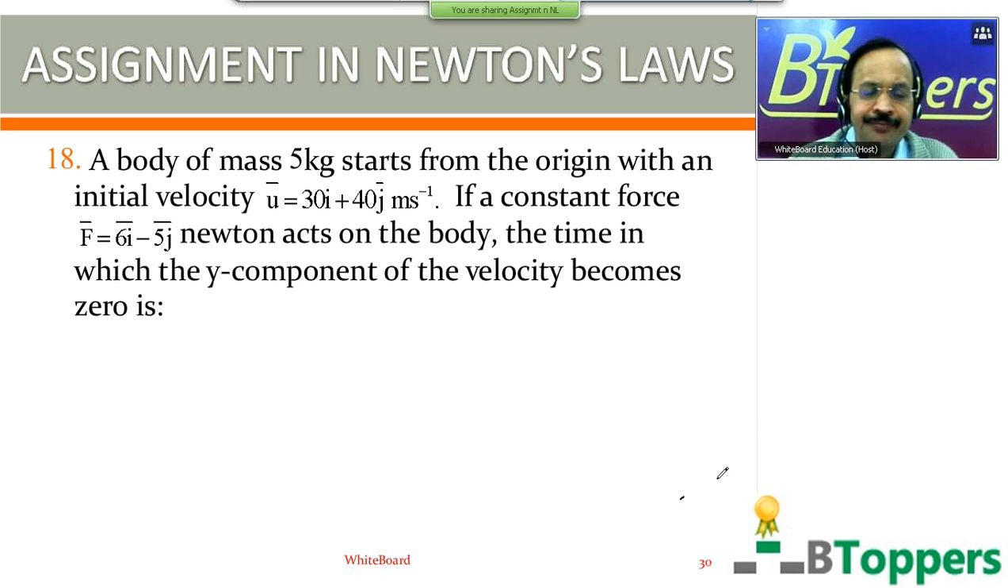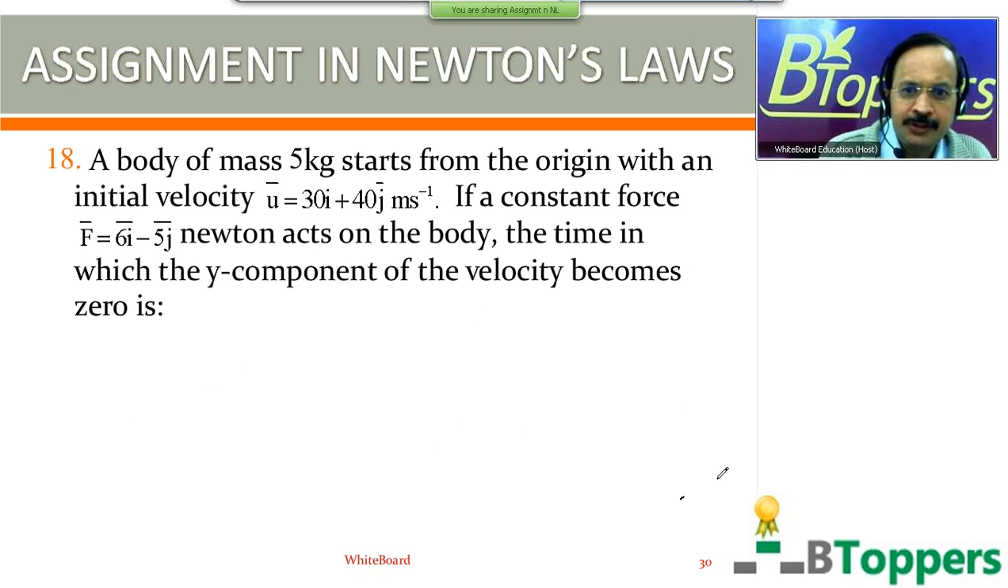So the question number 18: a body of mass 5 kg starts from the origin with an initial velocity u bar equal to 30 i bar plus 40 j bar meter per second. If a constant force F bar equal to 6 i bar minus 5 j bar Newton acts on the body, the time in which the y component of velocity becomes 0 is.